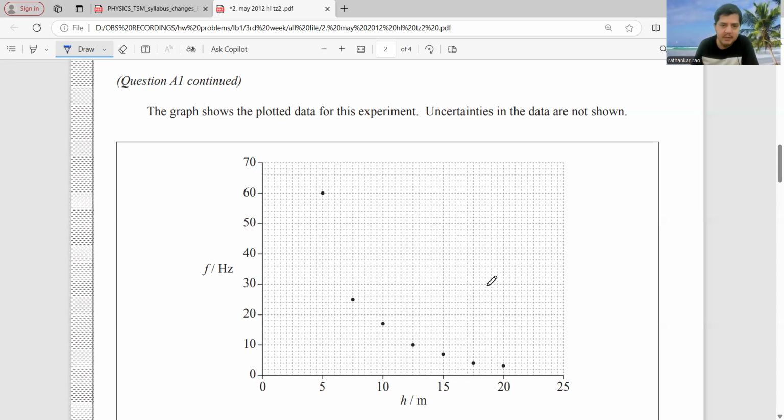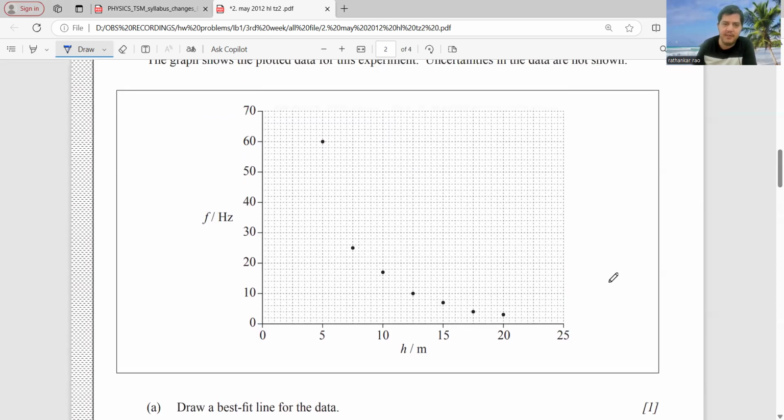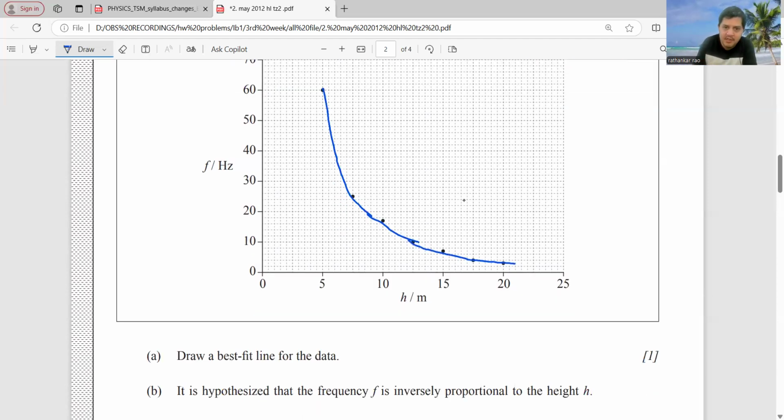Okay, agreed. And draw a best fit line for the data. So how do you draw a best fit line? You need to draw a best fit line like this. Start from here and see to it that it passes through all the points. When you say best fit line, it doesn't mean that you should always draw a straight line. It can also be a curved path. So see to it that it touches all of them with a smooth curve. So this is your best fit line. You should not join segment to segment. It should be a smooth curve.